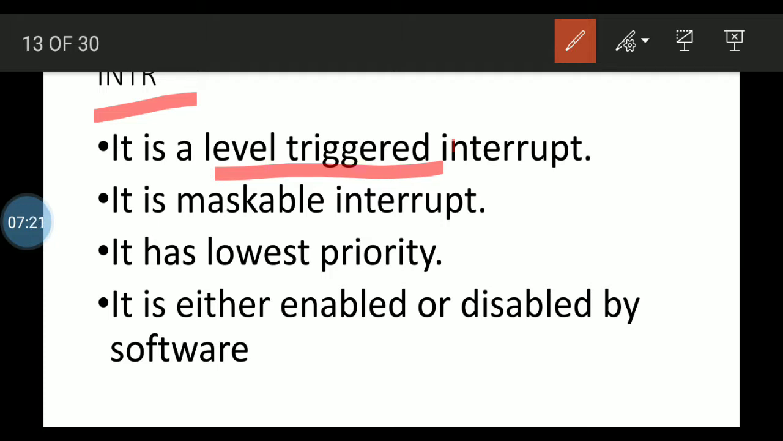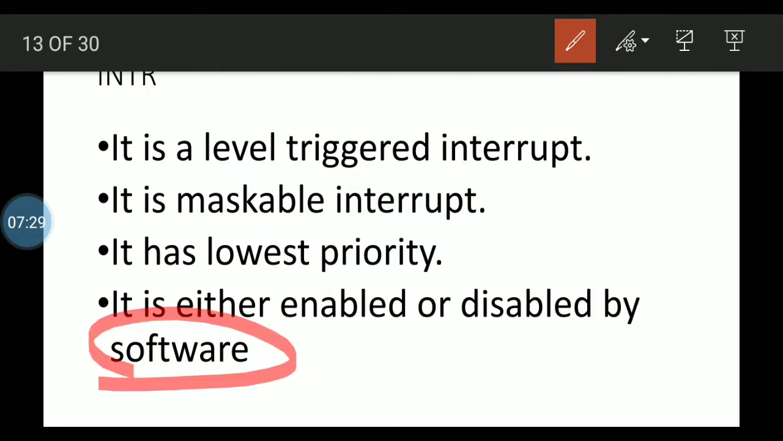So this interrupt is a maskable interrupt. It has the lowest priority. Now, this interrupt is either enabled or disabled by software. Very important: enabled or disabled by software. We have an option to either enable or disable this. But RST 7.5, RST 6.5, RST 5.5 are not given such a facility by software. Trap is also the same.